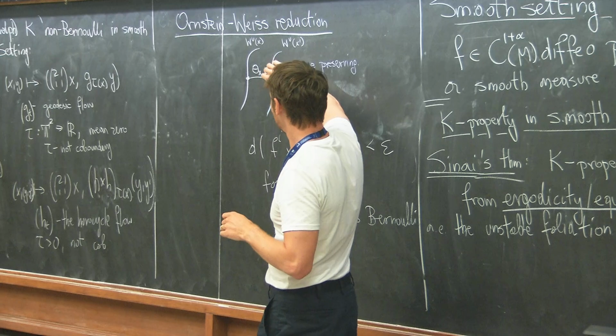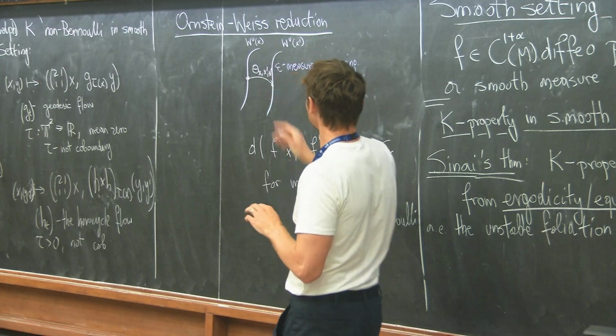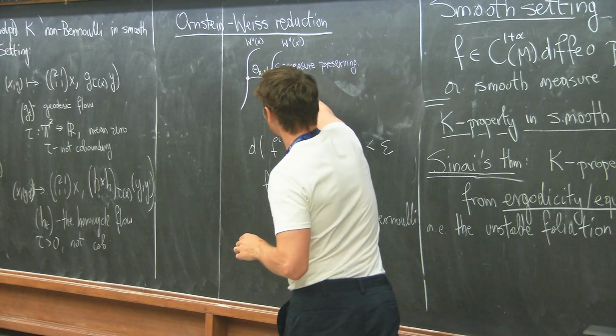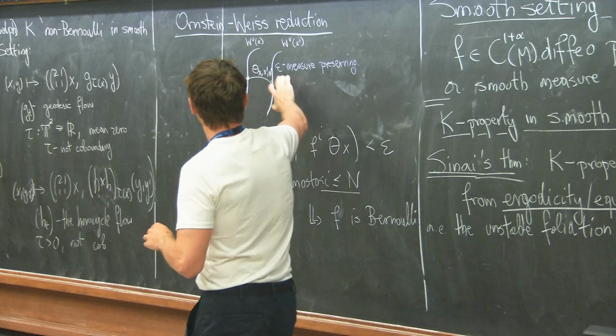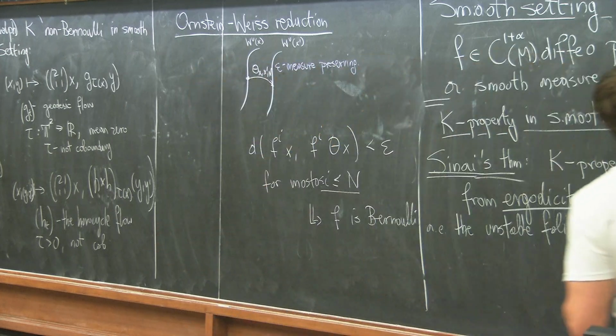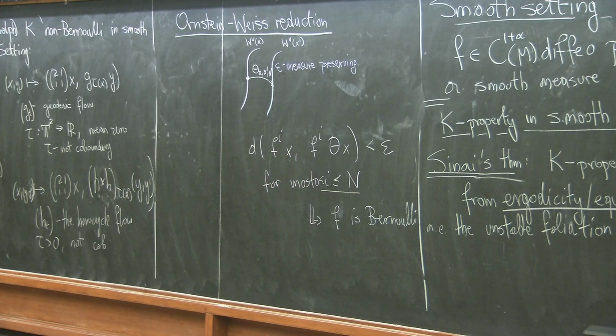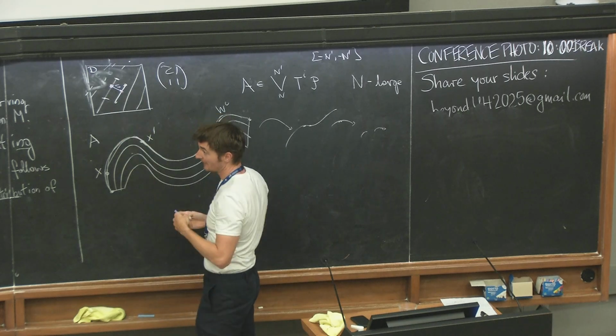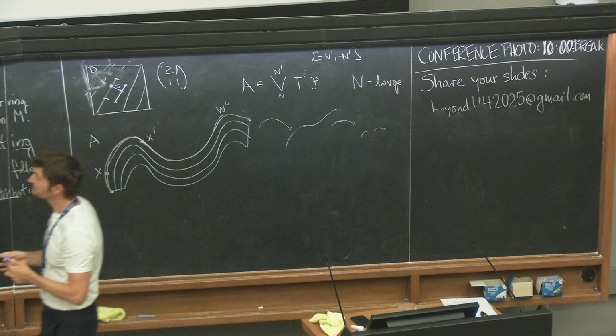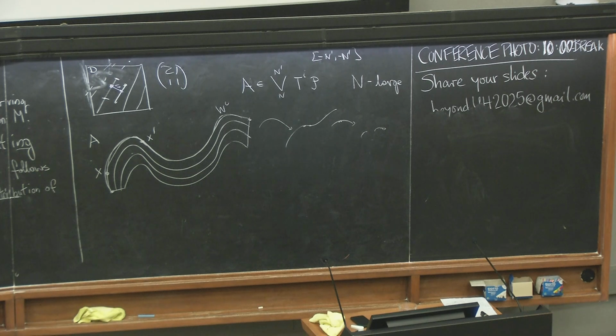So think of, again, something I don't want to define, but there is an epsilon error, maybe coming from the boundaries. But on the majority of your space, the map is almost measure preserving. And here is the stable holonomy. And this is how people would show the Bernoulli property.